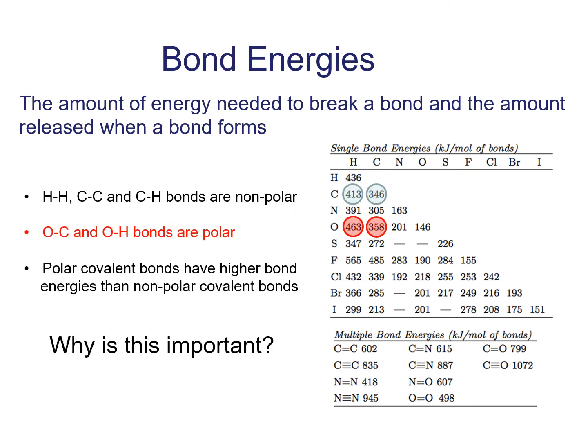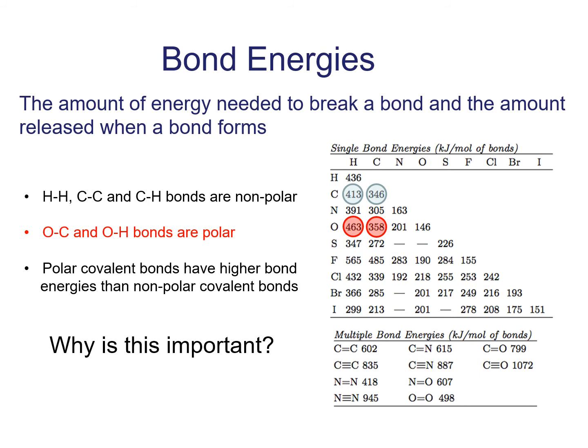So how is this important? Well, let's take a look at how polar and nonpolar bonds differ. Nonpolar bonds, like the bonds we have between hydrogen and hydrogen, between carbon and carbon, between carbon and hydrogen, between oxygen and oxygen, these bonds have low bond energies, whereas polar bonds, like between oxygen and carbon or oxygen and hydrogen, have higher bond energies.